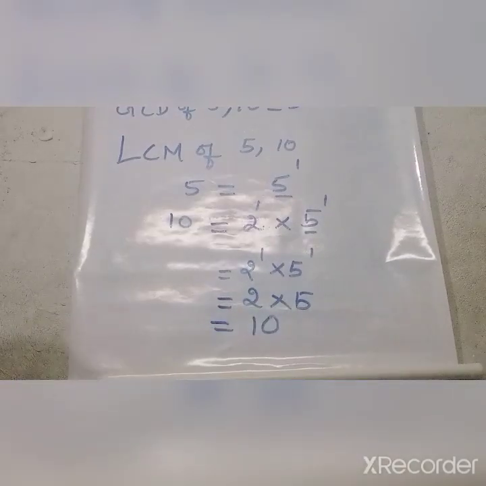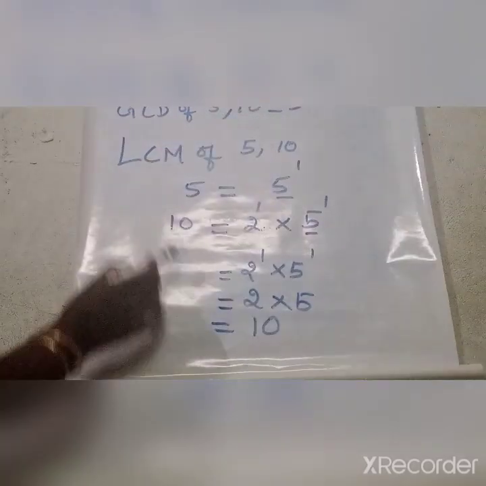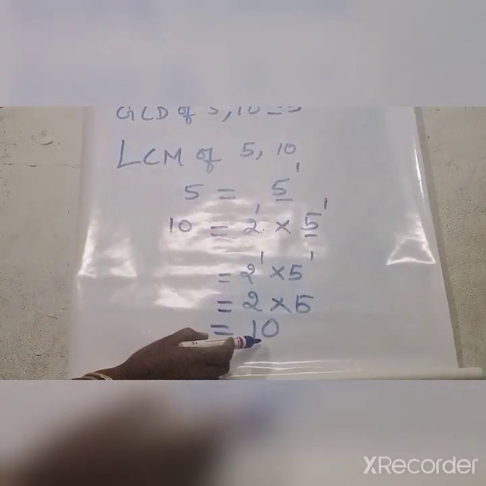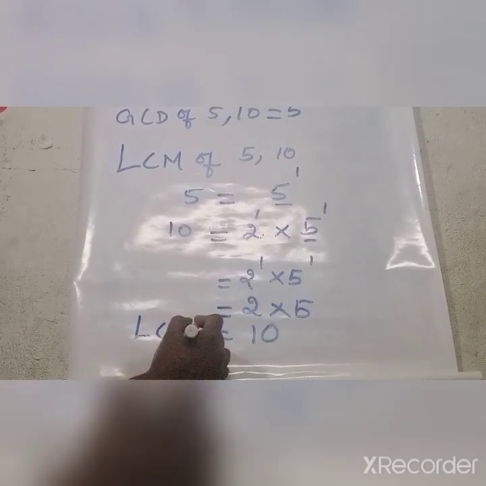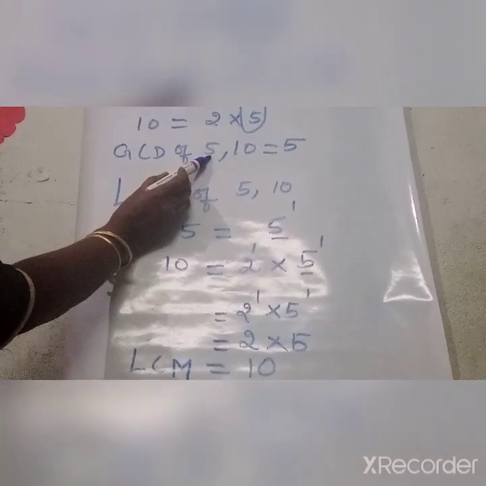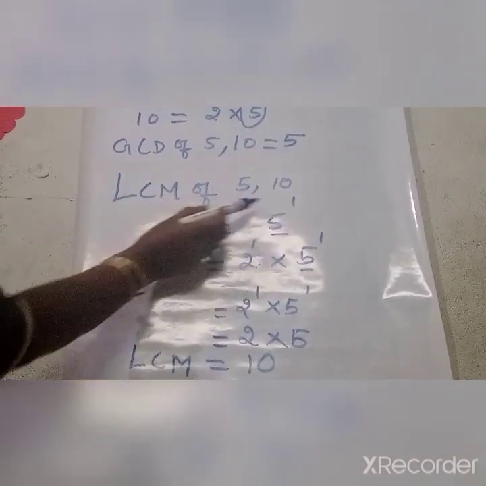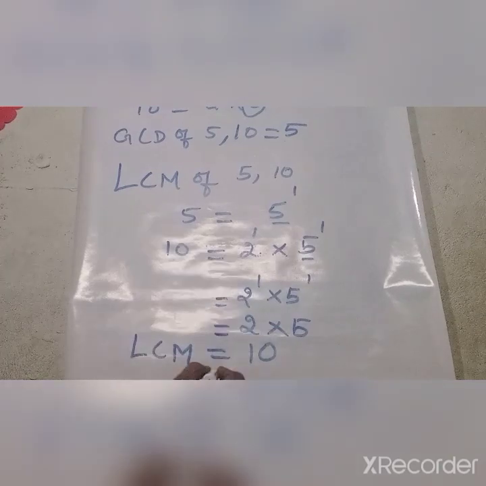Now compare it. GCD of 5, 10 is equal to 5. LCM of 5, 10 is equal to 10. So GCD means this lowest term will give the answer. LCM means this highest term will give the answer. Okay, understood?